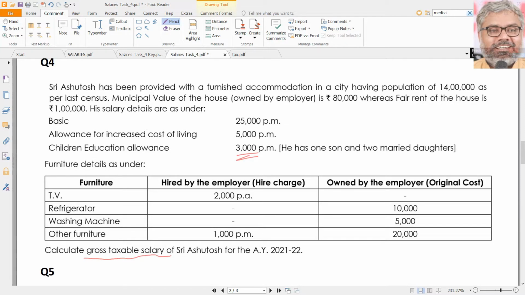And what else is there? In addition to that, accommodation is there. And then add furniture value also to that. Both of them can be done separately. First thing first, accommodation. For accommodation, what is salary here?